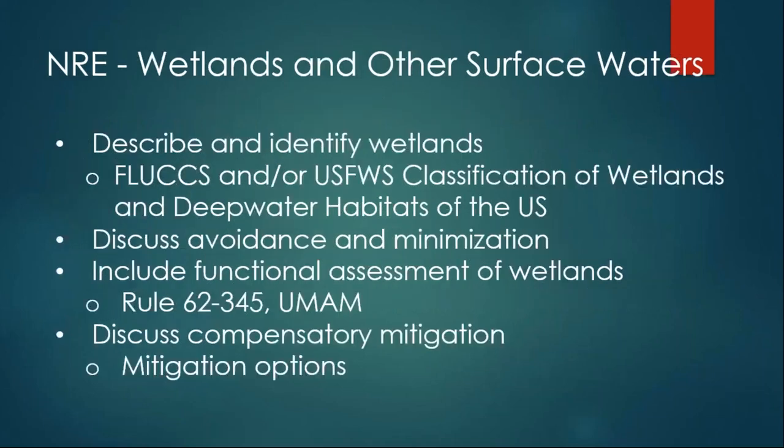You're going to need to describe and identify the wetlands using FLUCCS codes, or the U.S. Fish and Wildlife Classification of Wetlands and Deepwater Habitats of the U.S., discuss avoidance and minimization measures, and include the functional assessment of wetlands using Rule 62-345, discuss any compensatory mitigation that may be required, and then mitigation options.